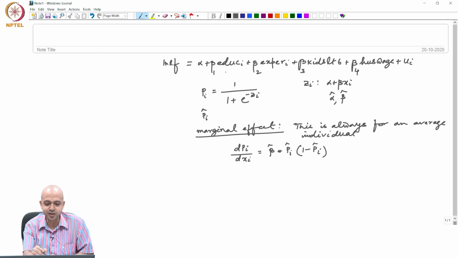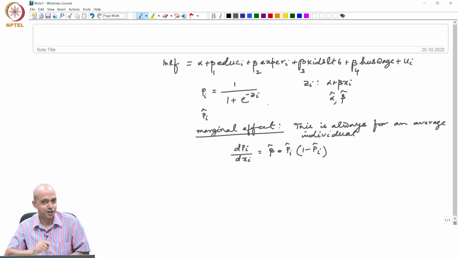That means this estimated probability pi hat is calculated at the sample mean. That means when you have these variables, education, experience, kids and husband's wage, this marginal concept is actually applicable to that particular married woman whose education level is at sample average, whose experience is at sample average, whose number of kids is at sample average and whose husband's wage is at sample average. That is why that particular married woman is called an average individual or a representative individual.